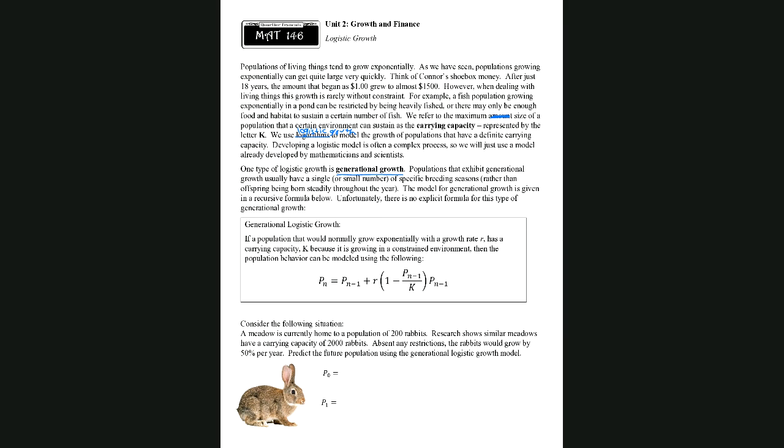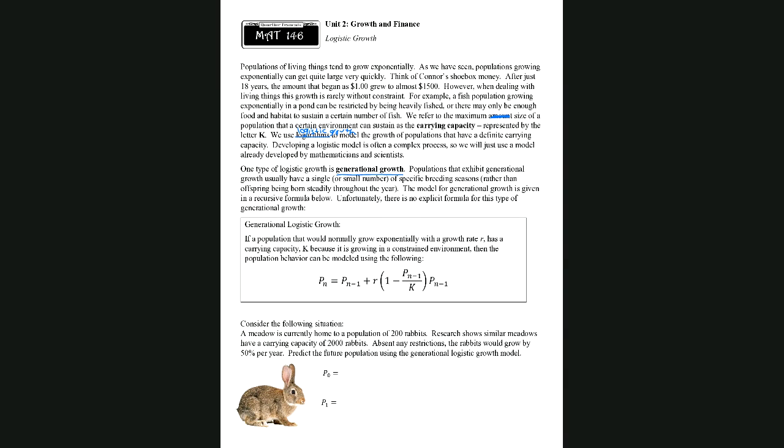The model for generational growth is given in a recursive formula below, and there's unfortunately no explicit formula for this type of generational growth. If we want to look at this type of growth, we have to start with year 0 and find year 1 and find year 2 and find year 3 and so on. We can't just find year 15 without finding the others because we have no explicit formula for this type of generational growth.